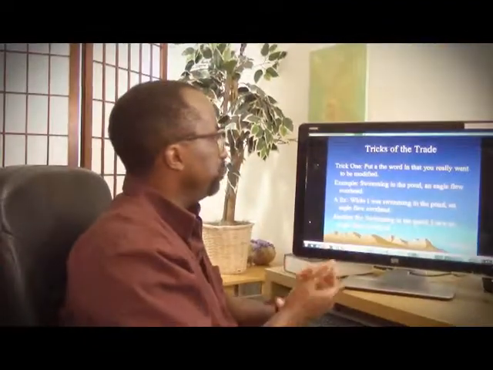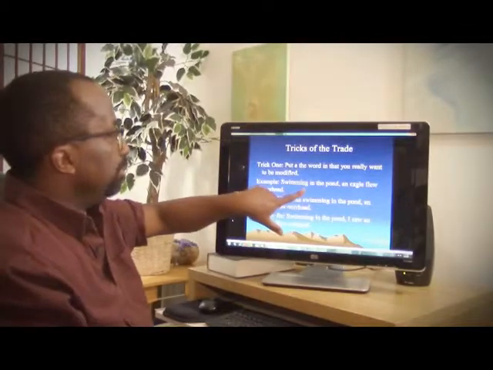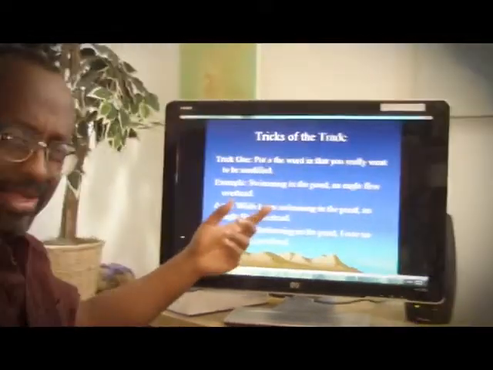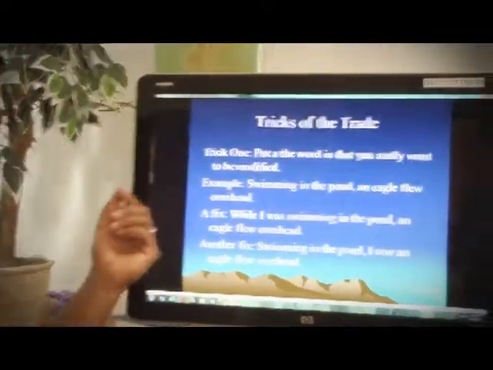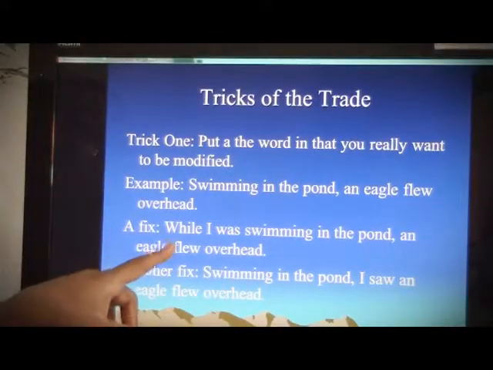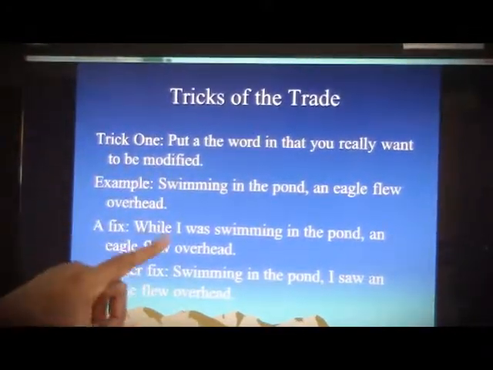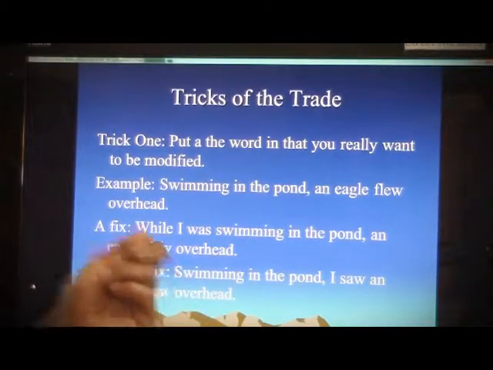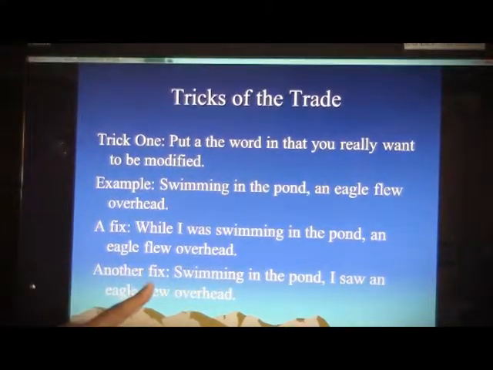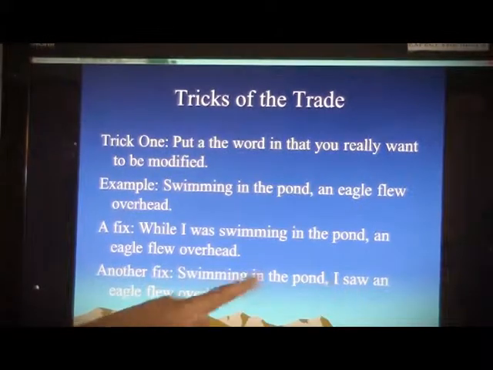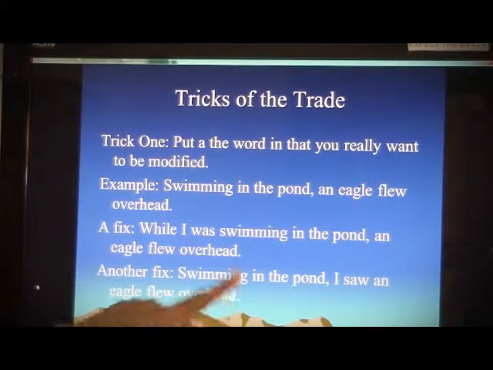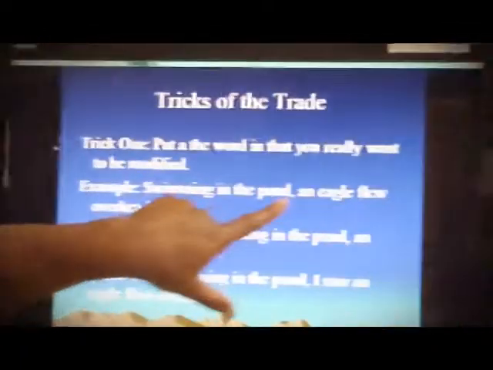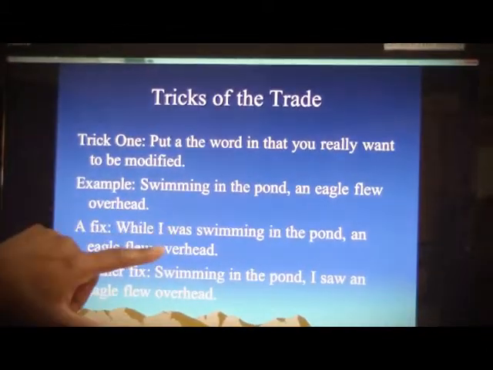Now, here are a few tricks of the trade. Here's an example. Swimming in the pond, an eagle flew overhead. What? The eagle was swimming in the pond and it was flying overhead? I don't think so. Here's one fix. Put the right word in the right place. While I was swimming in the pond, an eagle flew overhead is one possible fix. Or another possible fix is swimming in the pond, I saw an eagle fly overhead. This is incorrect because an eagle was not swimming in the pond and flying overhead at the same time.